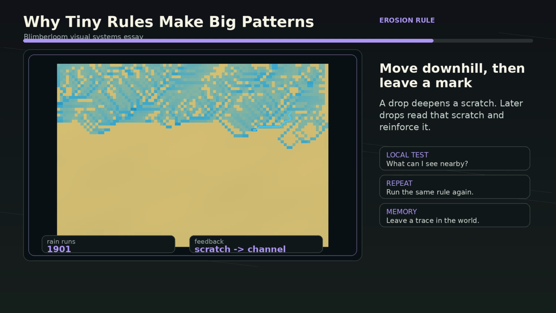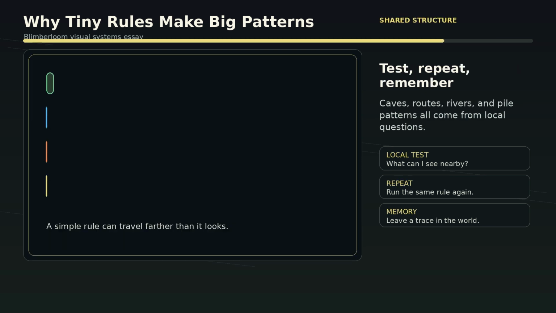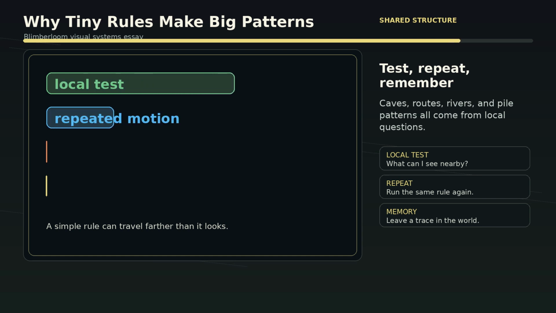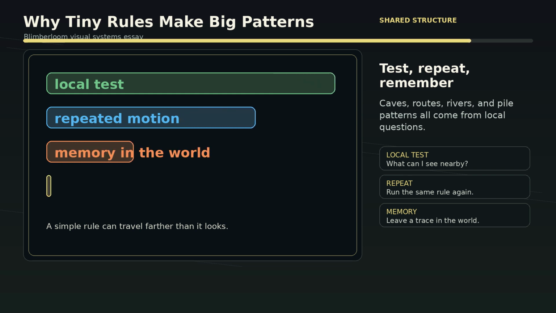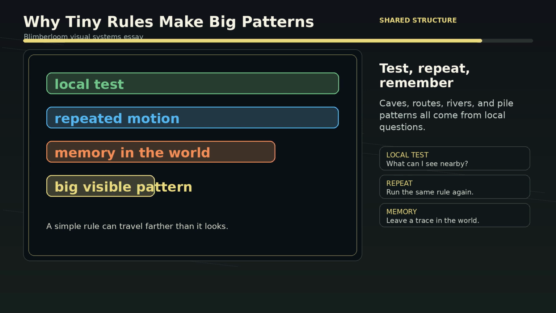This is also why small simulations are useful for explaining bigger systems. A traffic jam, a market, a forest edge, or a rumor can all start with local choices. The surprising part is not that the rule is complicated. The surprising part is how far a simple rule can travel.